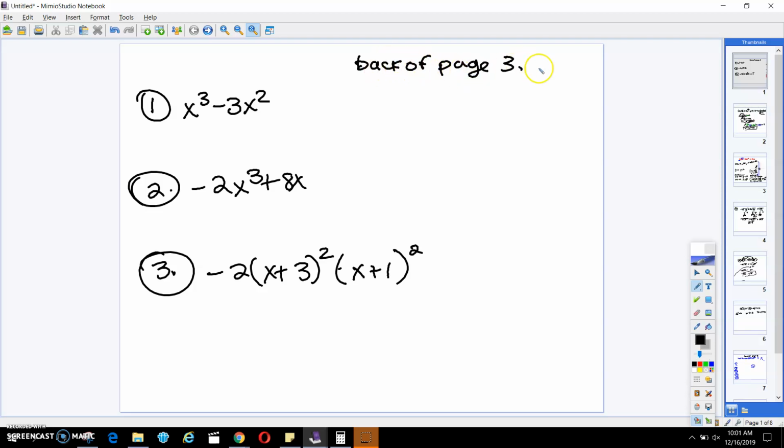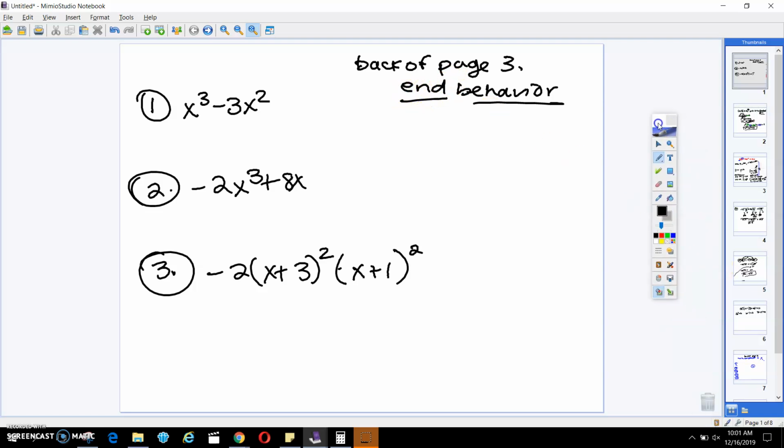Right, so we're on the back of page 3. Okay, so what's going to happen is we're trying to find the end behavior. Okay, for end behavior, you're going to use the chart at the top of page 3 to help you. So you can either do one of two things. You can either graph this and tell me what the end behavior is from the graph, or you can memorize the little chart that's on the back of page 3. Up to you. Doesn't matter which one you want to do.